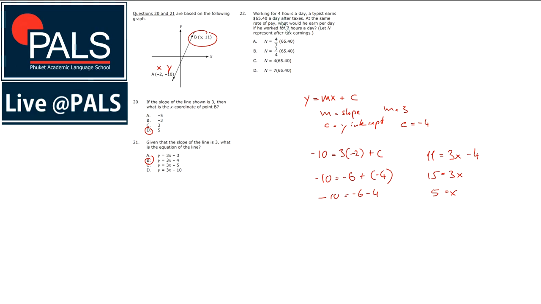Working for 4 hours a day, a typist earns $65.4 a day after taxes. At the same rate of pay, what would he earn per day if he worked 7 hours a day? Let N represent after tax earnings. So, at this rate, rate of pay means per hour. How much does he earn per hour?